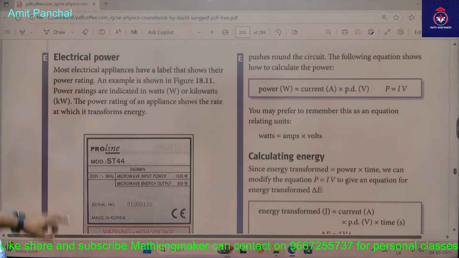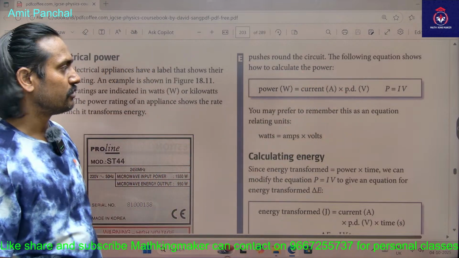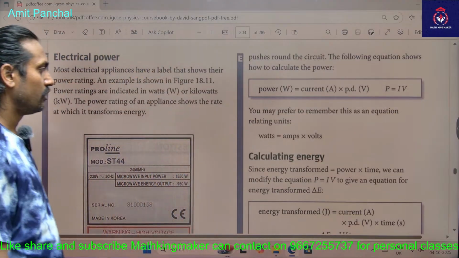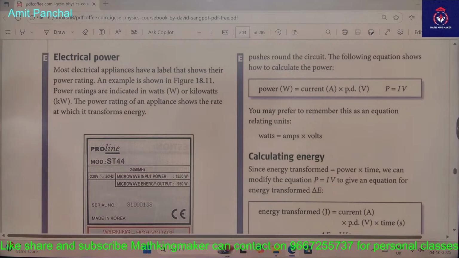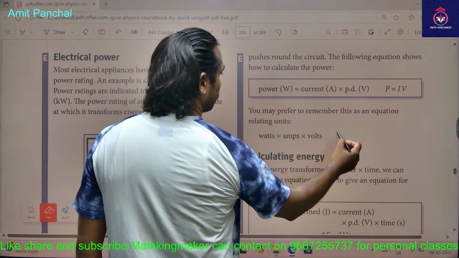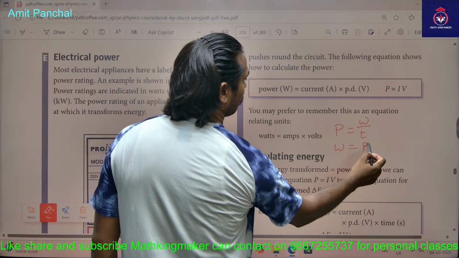Electrical power is V into I. Power is potential difference into current. Just remember, P is equal to IV. That is called power. What is power? Power is work done divided by time. And work is energy transfer. So your power is work done by time, so work done will be P into T.